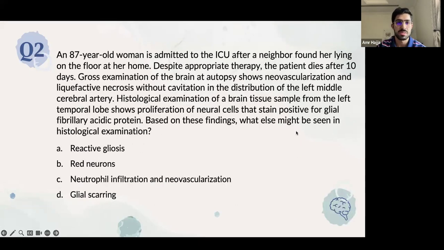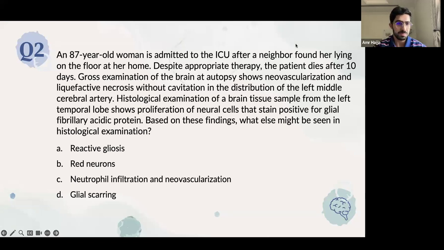So question 2 is an 87-year-old woman is admitted to the ICU after a neighbor found her lying on the floor at her home. Despite appropriate therapy, the patient dies after 10 days. Gross examination of the brain at autopsy shows new vascularization and liquefactive necrosis without cavitation in the distribution of the left middle cerebral artery. Histopathologic examination of a brain tissue sample from the left temporal lobe shows proliferation of neural cells that stain positive for GFAP.